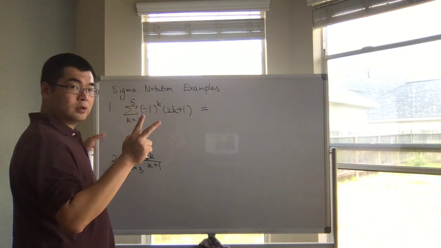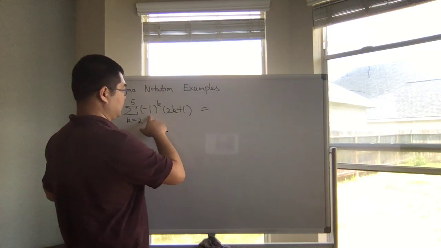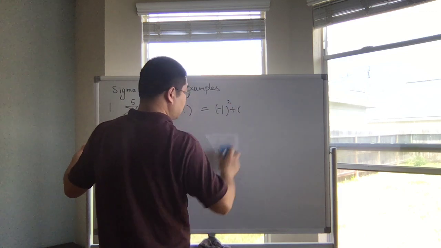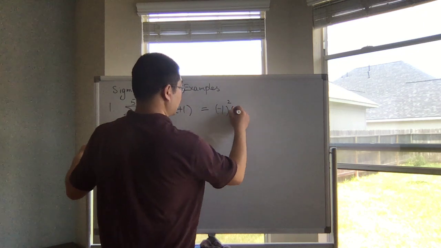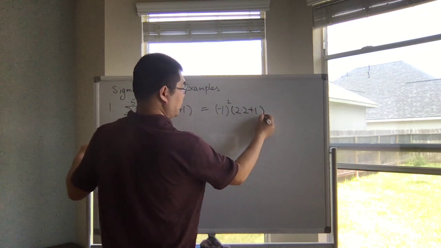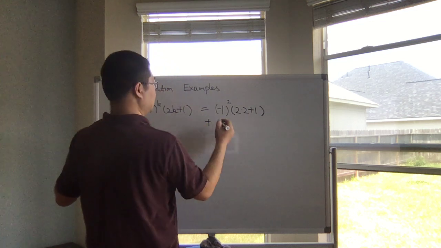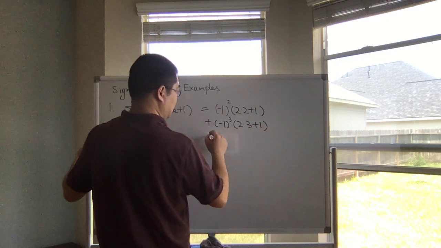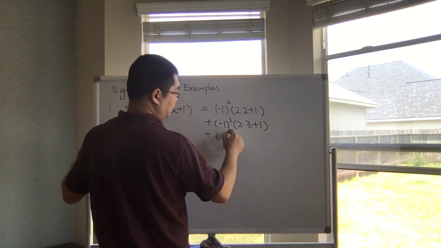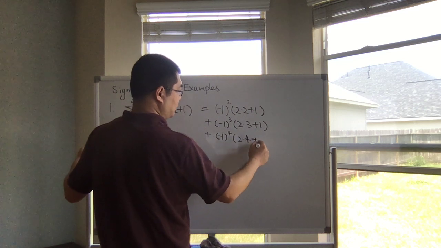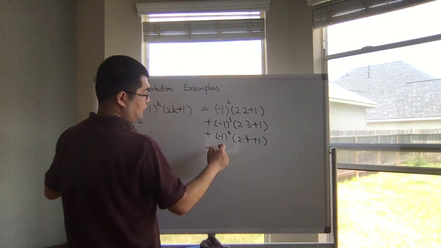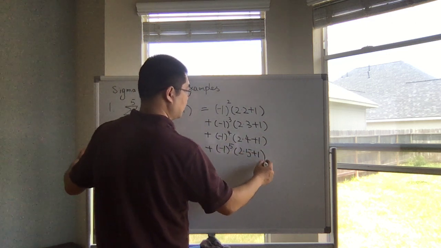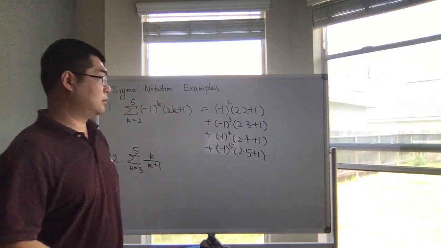k starts from 2, so when k equals 2, this is going to be -1 squared multiplied by 2 times 2 plus 1. Then when k equals 3, it's -1 cubed times 2 times 3 plus 1. When k equals 4, it's -1 to the power of 4, 2 times 4 plus 1. And when k equals 5, it's -1 to the power of 5, 2 times 5 plus 1. So that's how to do this calculation.